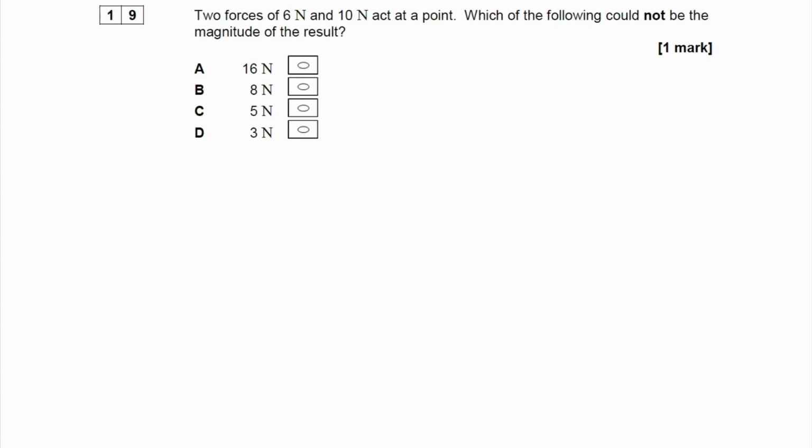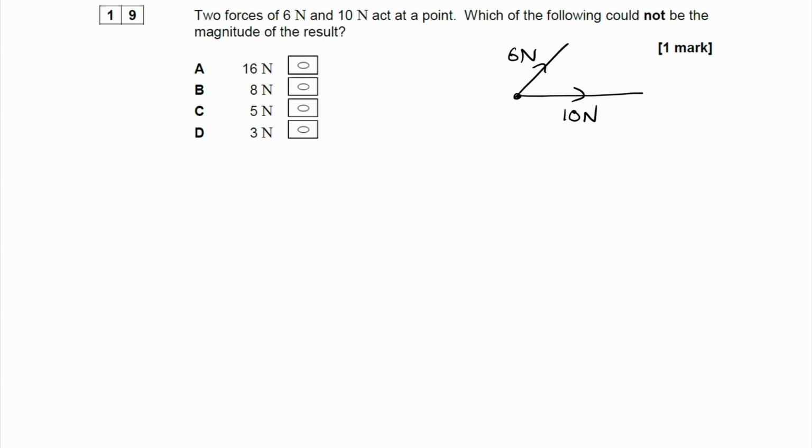Two forces of magnitude 6 newtons and 10 newtons act at a point. Here is our point. Let's say we have a 10 newton force going towards the right, and let's say we have a 6 newton force going in this direction. And then the question is asking us, which of the following could not be the magnitude of the resultant?